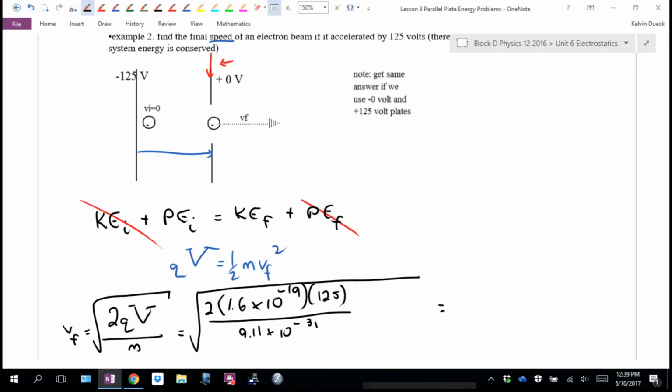6.6 times 10 to the 6th. Anybody else? Yeah? Meters per second.